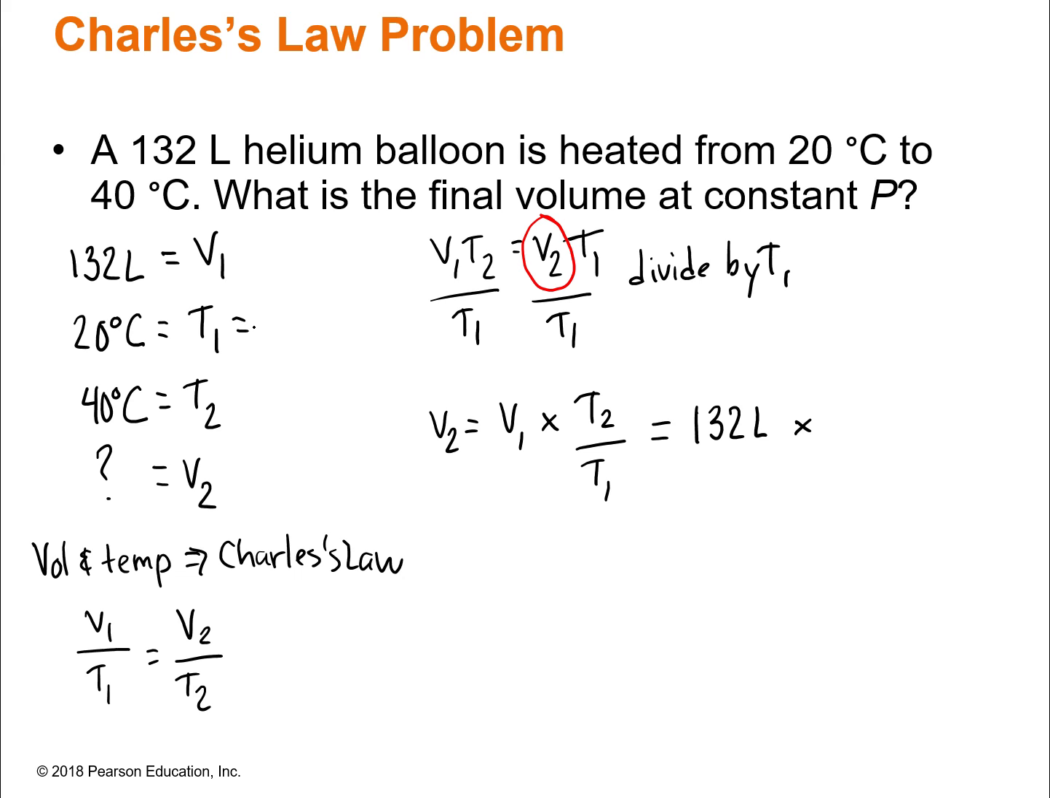In Kelvin, if you just add 273, then you get 293 Kelvin for T1. And you get 313 Kelvin for T2.